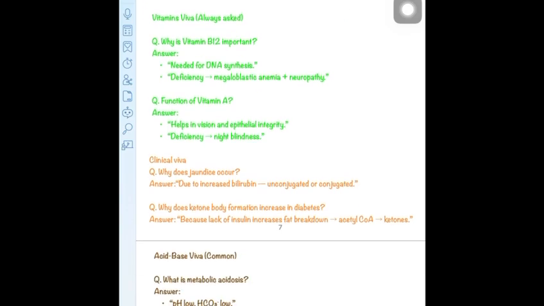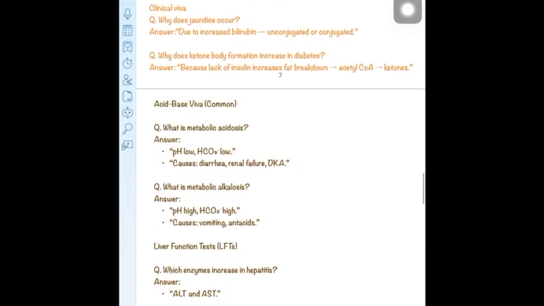In clinical cases, it could be asked such as what jaundice is, how it is, explain all the three types of jaundice. Then why does the ketone body formation increase in diabetes? So the answer could be because lack of insulin increases the fat breakdown and acetyl-CoA to ketones. Then acid-base viva are also very common. Miscellaneous viva stuff is common.